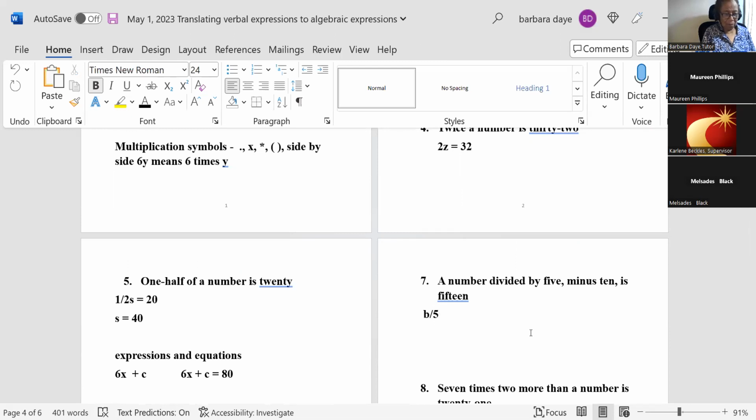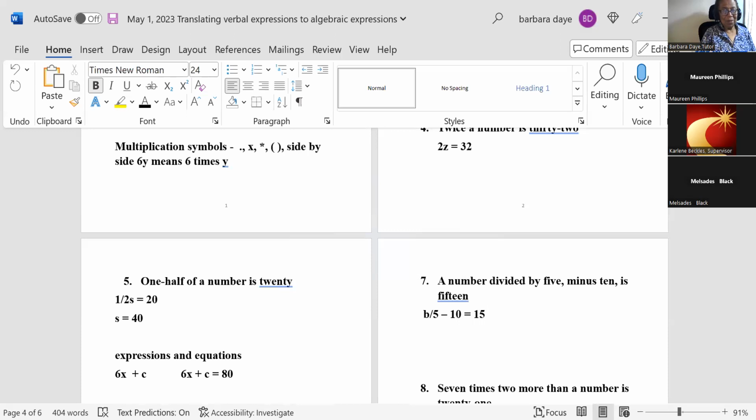I put a minus sign. Minus sign, okay. What's next? Minus 10. Okay, the number 10. Okay. Is 15. What do I put? Equals. Very good, that is an equal, right? 15.